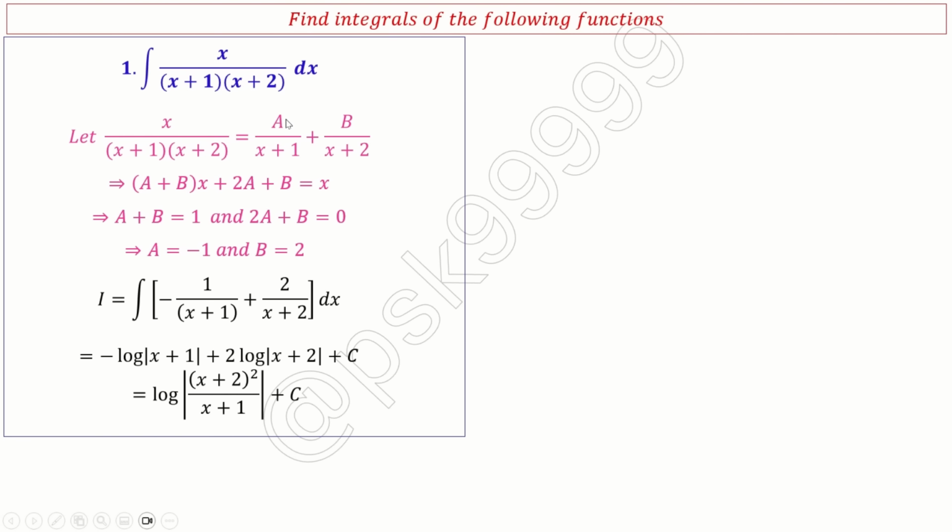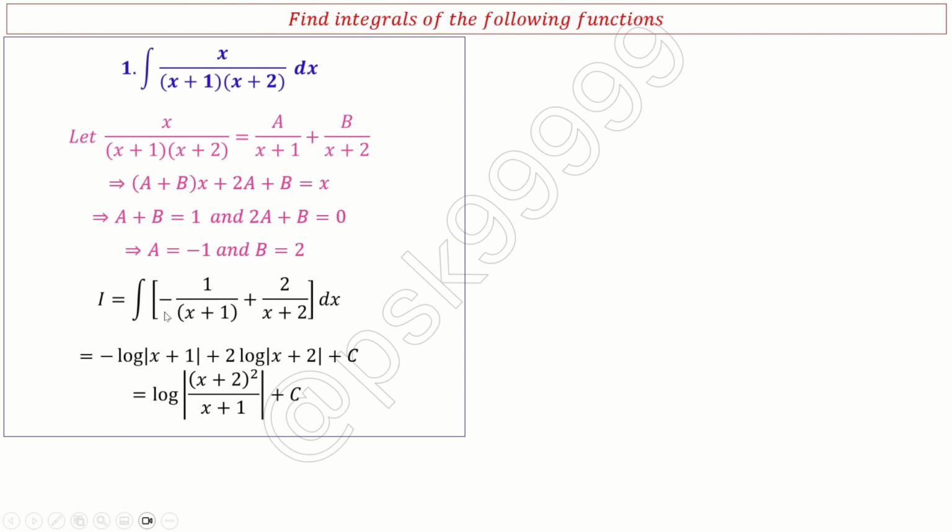x is equal to A into (x + 2) plus B into (x + 1). That means you will get Ax + Bx. So (A + B) into x + 2A + B equal to x, correct? So here it is very clear, 2A + B is the constant term which is equal to 0. A + B is the coefficient of x which is equal to 1. So from this I can derive what my A and B are. A is minus 1, B is 2, right? So I can write this expression back as the integration of (-1/(x + 1) + 2/(x + 2)) dx, right?